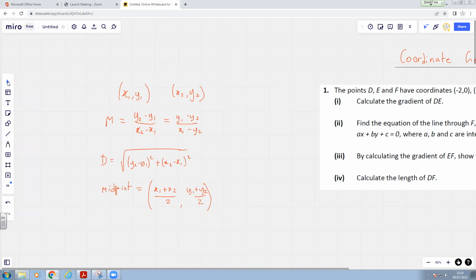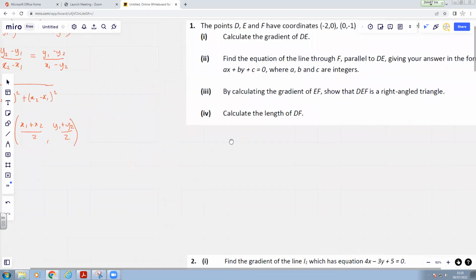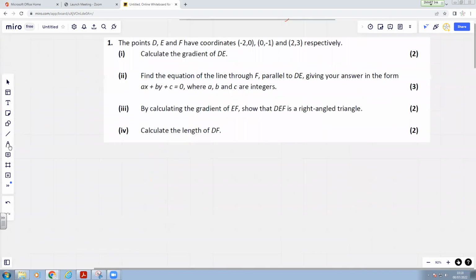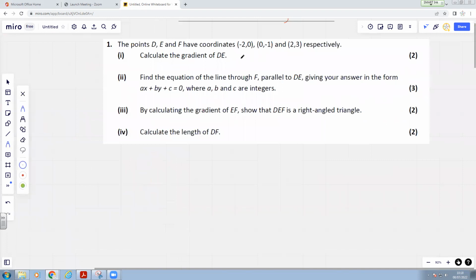Okay, without further ado, let's get on with the questions. Okay, gradient of DE, that's going to be minus 1 minus 0, which is just minus 1, over 0 minus minus 2, which becomes plus 2. And so that gradient is negative a half. Watch out, if you've got a half, you've made a sign error.